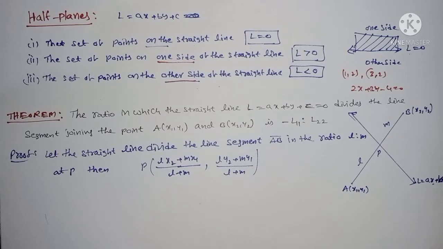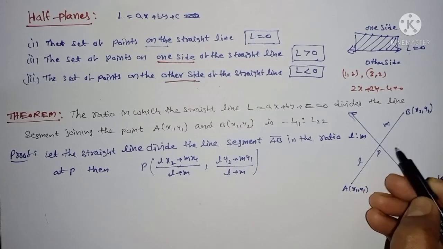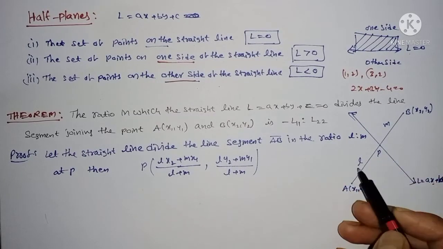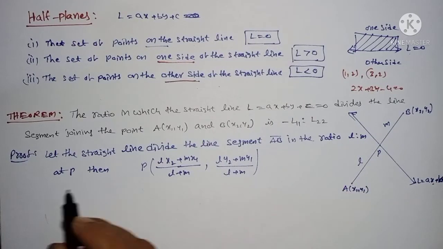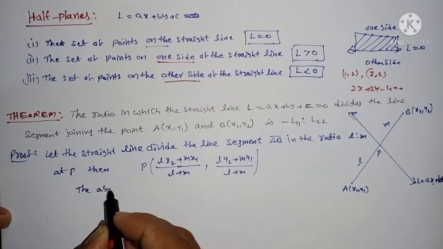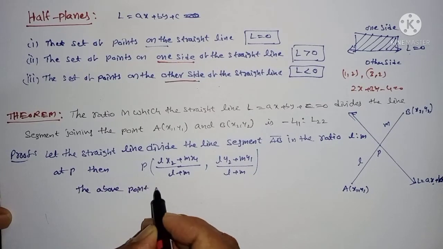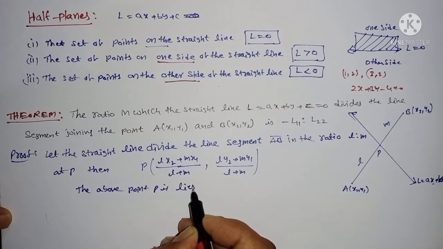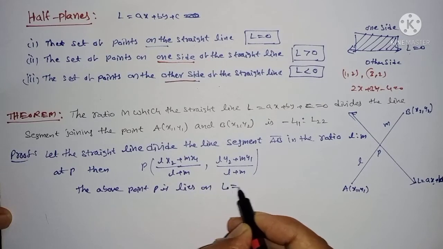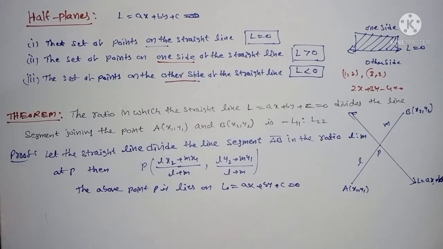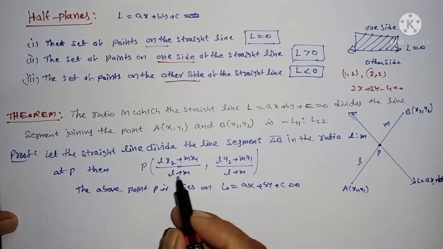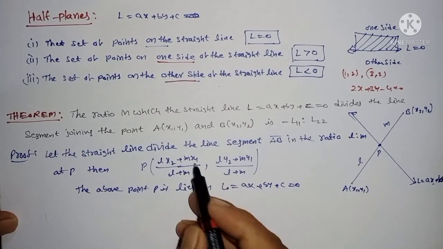Next, this is point P. I am assuming that the point P is dividing the line segment in the ratio L is to M. Therefore, the above point P lies on the straight line L, that is Ax plus By plus C is equal to 0, because P is on the line L equation. Therefore, I can substitute the x and y values of P here.